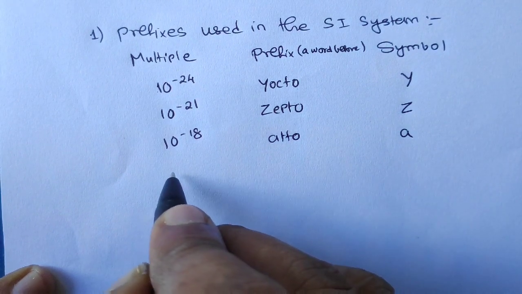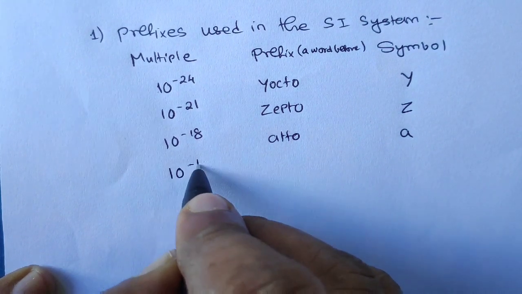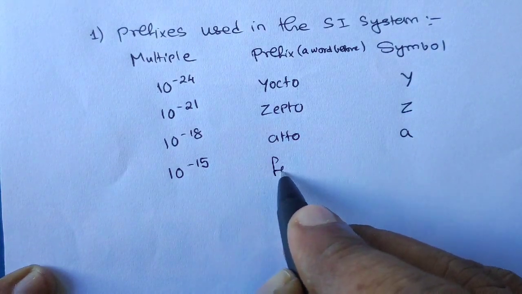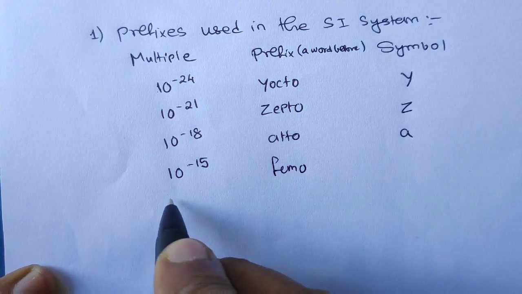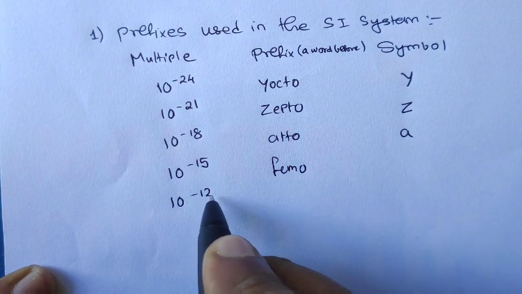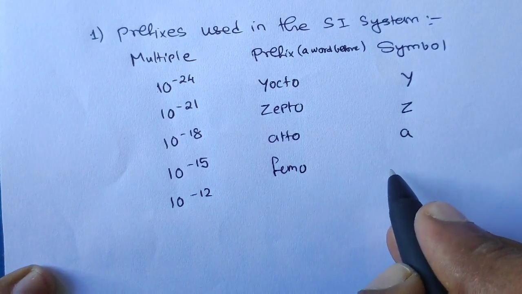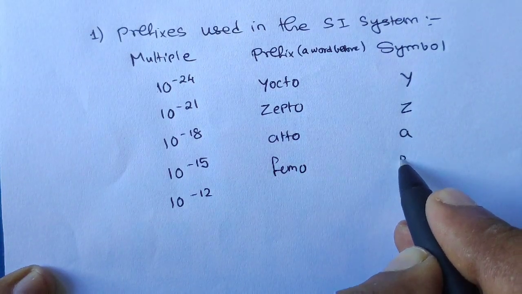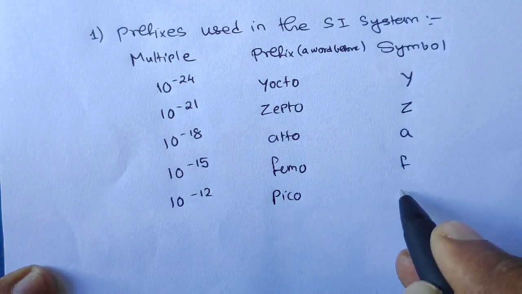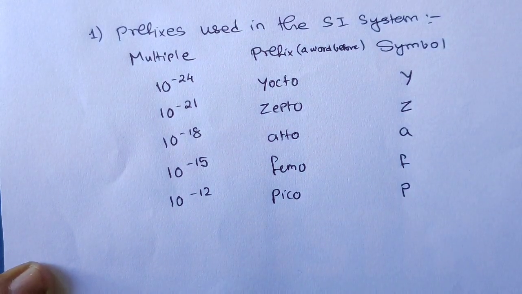Now from here you can remember 10 raised to minus 15. What is 10 raised to minus 15? It is femto, right? Then 10 raised to minus 12. You have to subtract 3 from each, right? So femto has f. 10 raised to minus 12 we call pico. Pico means p in lowercase.